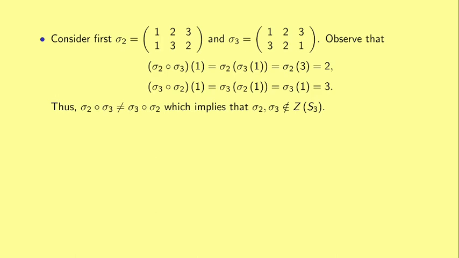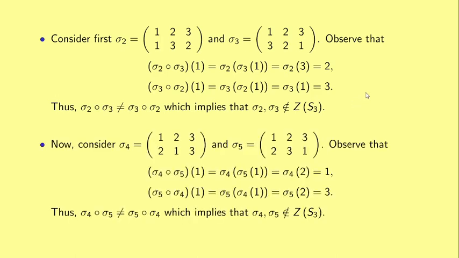So let's do the same process with two more elements, sigma 4 and sigma 5. As before, I compose sigma 4 with sigma 5, I apply it to 1, and I get the number 1. And I do the reverse composition. I compose sigma 5 with sigma 4, and I apply it to 1, and we get 3. So again, these mappings do not commute, so they cannot be in the center. So we have already checked that sigma 1 is in the center, and sigma 2, sigma 3, sigma 4, and sigma 5 are not in the center.